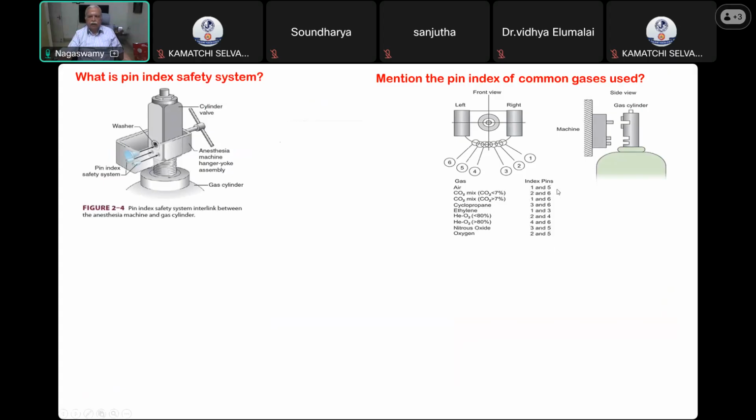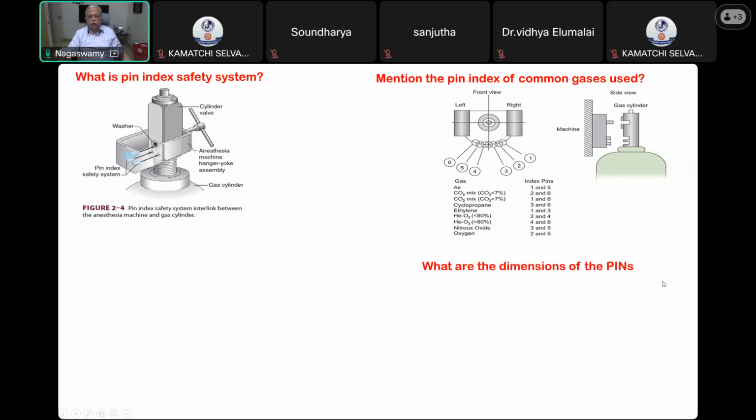Okay, remember that very clearly. Don't make any mistakes. Of course, cyclopropane and ethylene are all obsolete. They are not used, but if you do very well, they may ask you, but they all have different pin index. What are the dimensions of the pins?